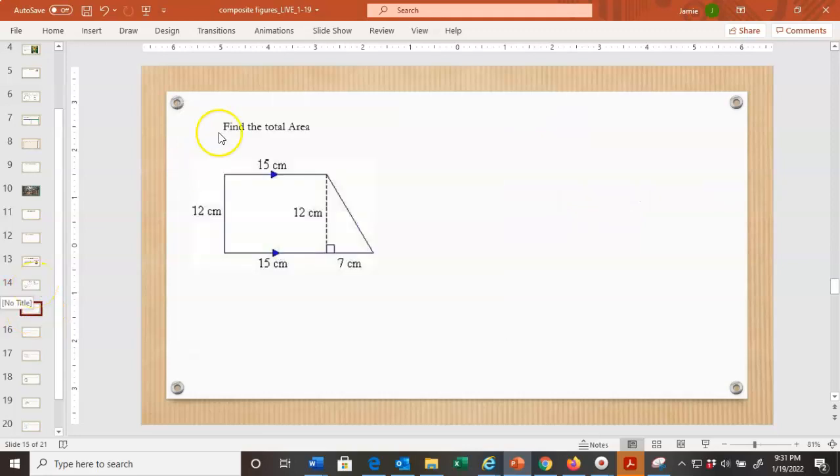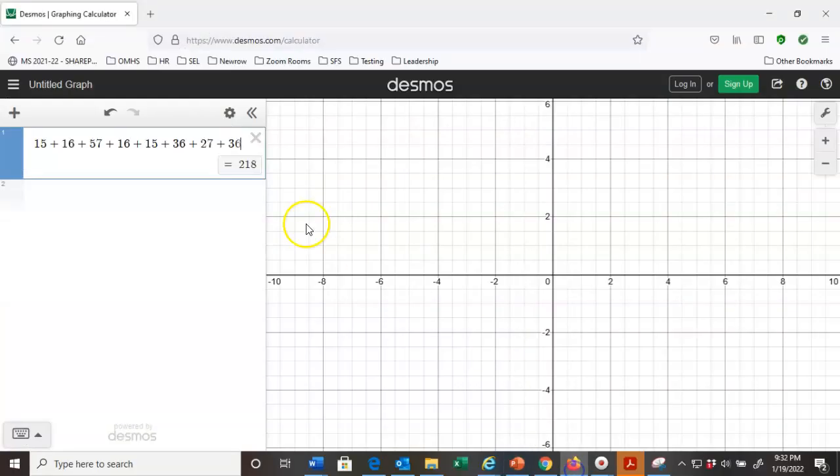Here's our next one. Here's our composite shape. We have a rectangle and a triangle, and it wants the area. So once you've determined your shapes, you want to grab the formula for each of those shapes from your formula sheet. The area of a rectangle is length times width, and the area of a triangle is 1/2 times the base times the height. Once you have your formulas picked, we're just going to plug in the numbers. So here's the rectangle, right? The length is 15 and the width is 12. Let's do that. 15 times 12, 27.